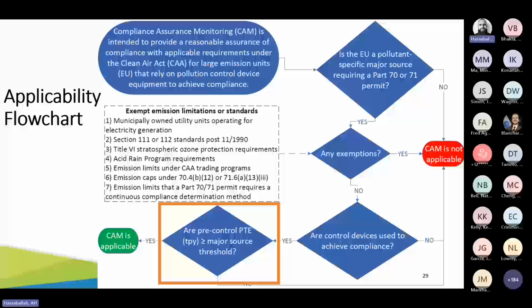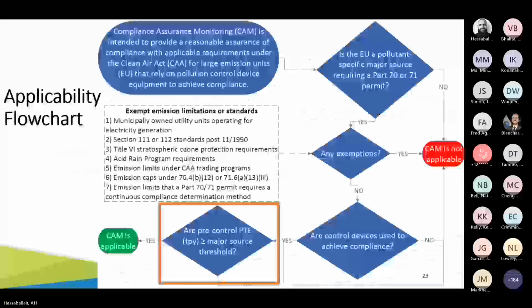Before we move on, are there any overarching questions regarding the applicability of CAM or the flowchart? And this flowchart will be shared or will be part of the presentation. I see a hand raised, Carol.